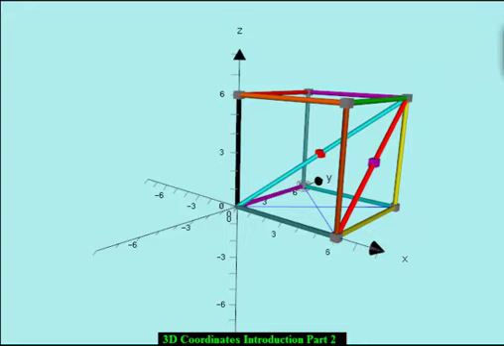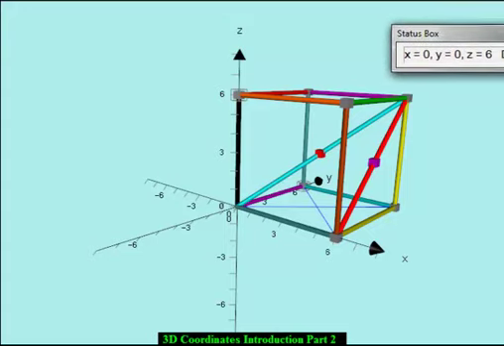I hope so. Next point I'd like to take is this one here. We're going from the origin, we're not going along the x-axis or along the y-axis, we're just going straight up. So x is 0, y is 0, z is 6.